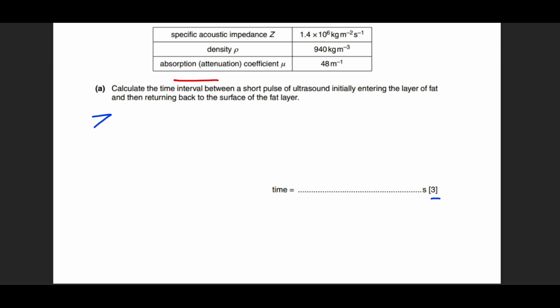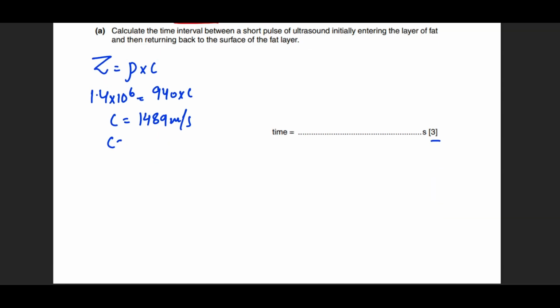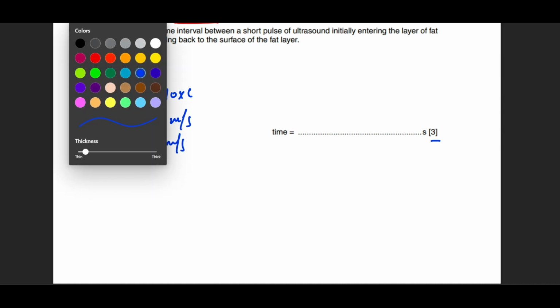So first I use Z equals density multiplied by the speed of sound in that medium. The speed is not given, which is what I want to find out, but the density is given, the acoustic impedance is given. So this is going to be 1.4 into 10 to the power 6 equals 940 multiplied by c. c comes out as 1489 meters per second. I'm rounding it off to 1490 meters per second. It wouldn't make any difference.